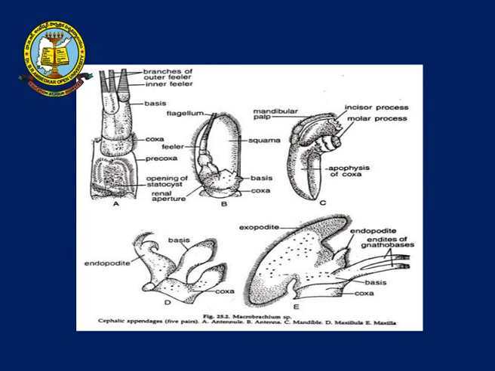Because of the presence of this incisor and the molar processes, the animal is able to chew the food and digest it. Then you have the next one, the maxillulae, consisting of the endopodites, and you have a maxilla also over there, with an endopodite, which helps in the respiratory process in the animal.